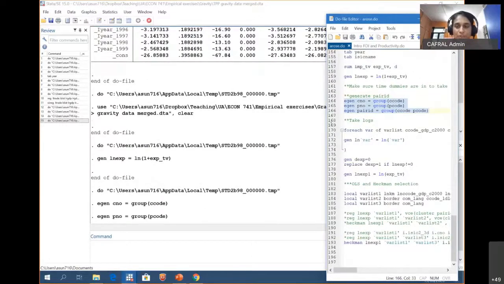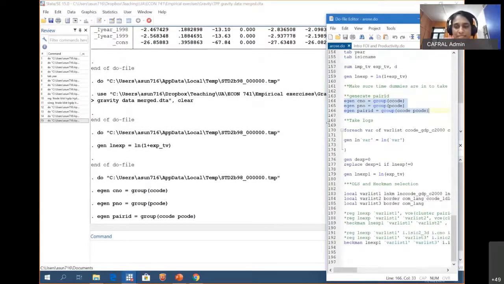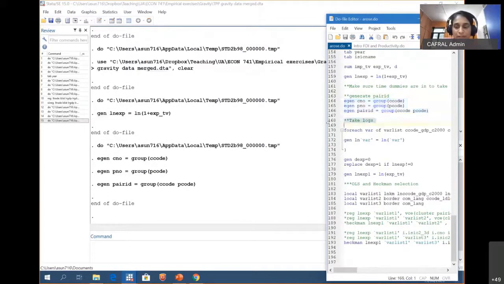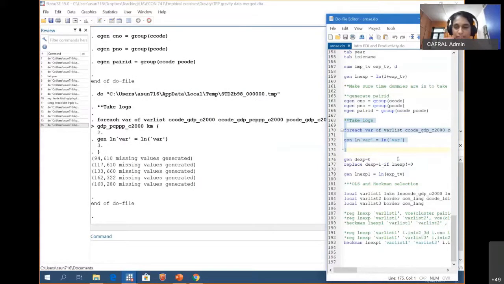And then I have written a for loop. Again, I'm releasing the do file so you can play around. I'm going to take logs of all the relevant variables like GDP per capita and so on and so forth. So that's what I'm going to run here.